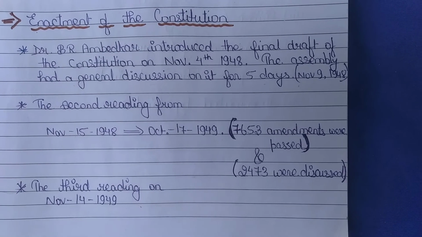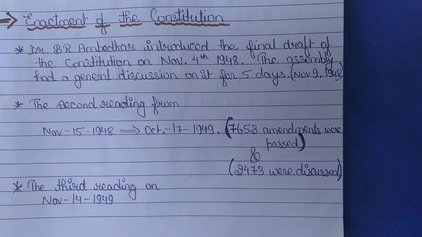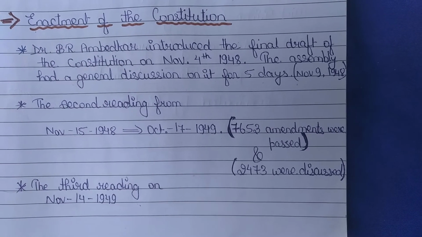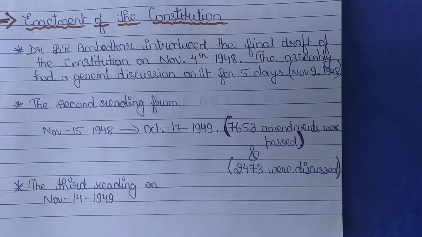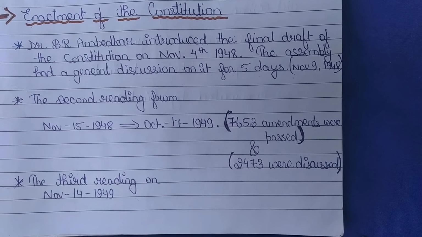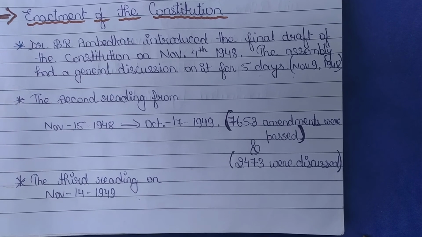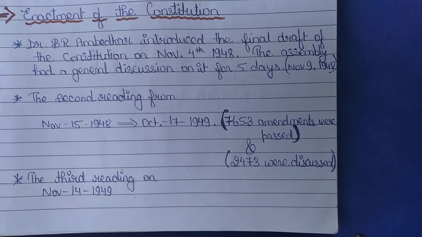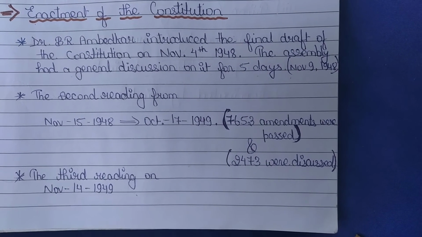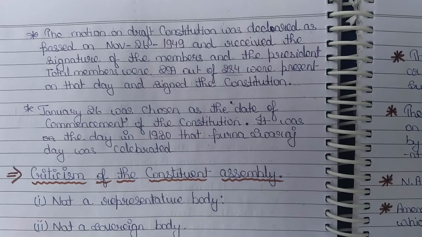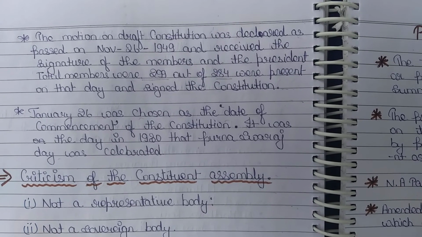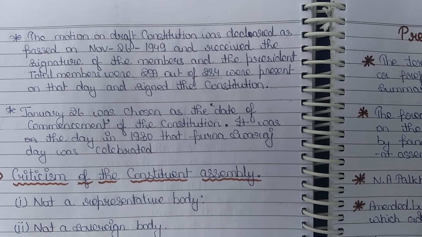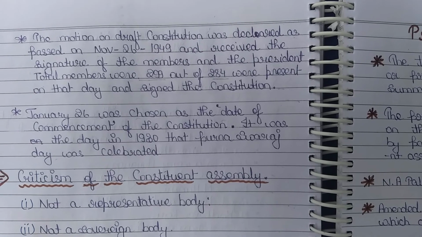The Assembly had a general discussion on it for 5 days till November 9, 1948. The second reading was from November 15, 1948 to October 17, 1949. 7,653 amendments were proposed and 2,473 were discussed. The third reading was on November 14, 1949. And finally, the motion on the draft constitution was declared as passed on November 26, 1949 and received the signature of the members and the president.